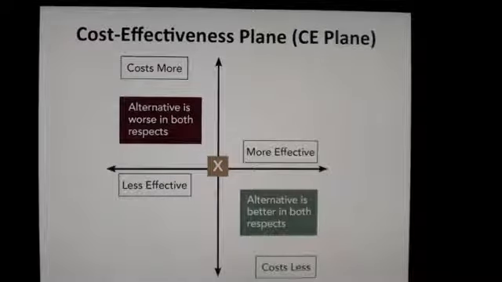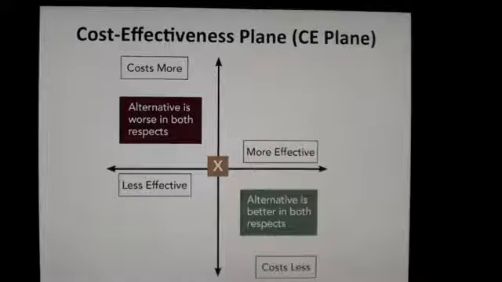So if the spot marked X represents current standard of care, which might be representing do nothing, as we move along the horizontal axis to the right from the origin, that represents options which are more effective. And as we move up the axis, that represents more cost. So you can imagine that we've got four quadrants here, and we name them the northwest quadrant, the northeast quadrant, the southeast quadrant, and the southwest quadrant.